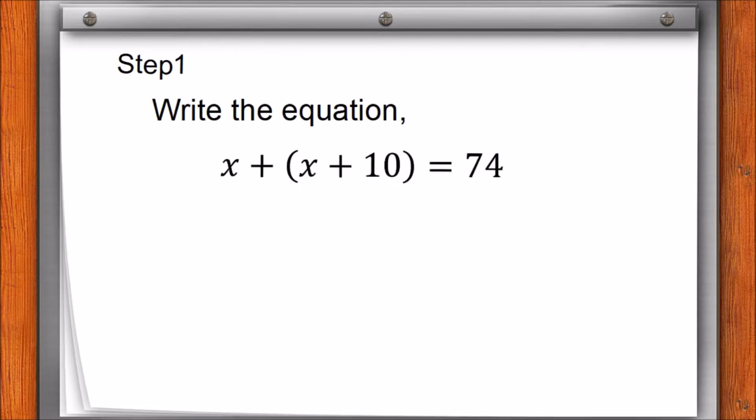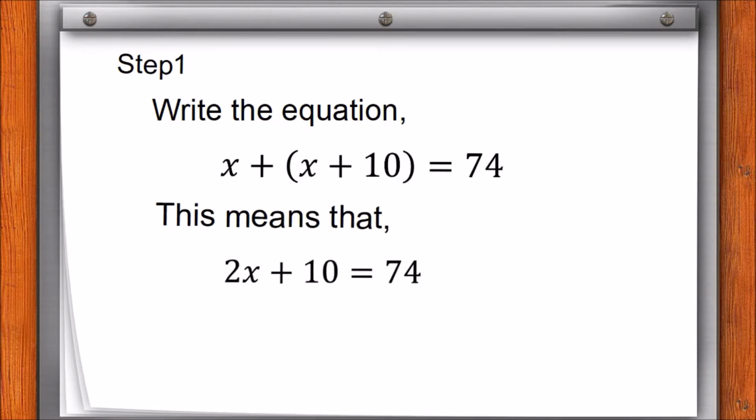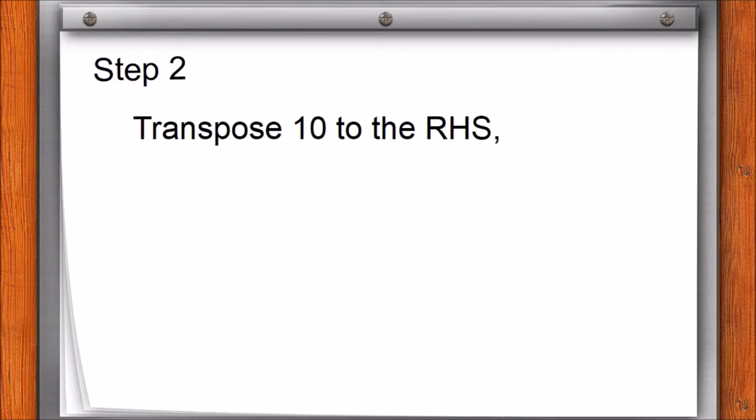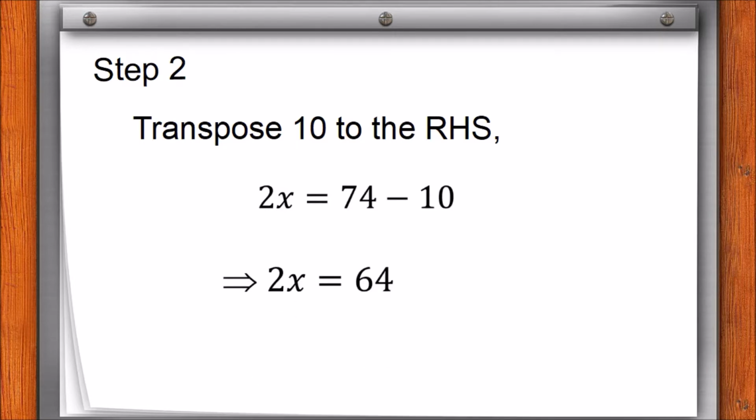Step 1. Write the equation. x plus x plus 10 equals 74. This means that 2x plus 10 equals 74. Step 2. Transpose 10 to the RHS. We get 2x equals 74 minus 10, which implies that 2x equals 64.